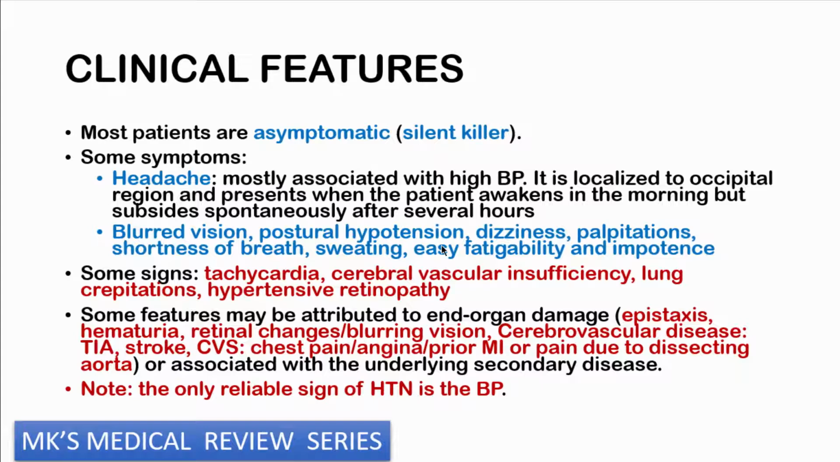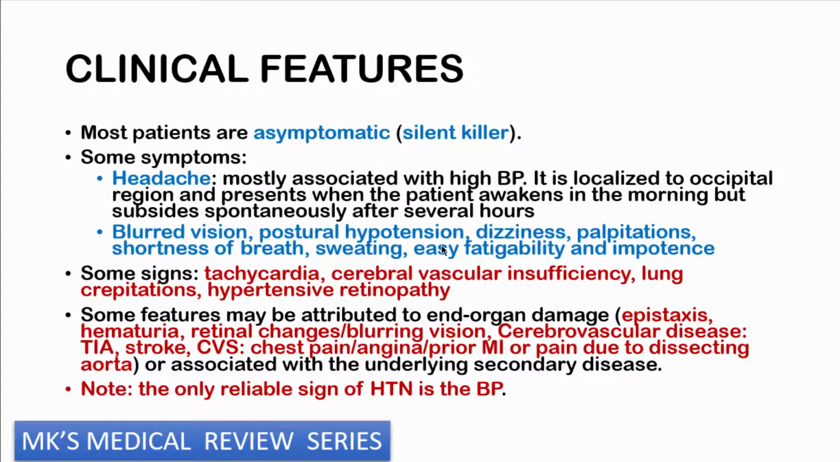So you may have epistaxis, which is nose bleeding. You may have hematuria, which is blood in urine. You may have retinal changes like blurring of the vision. You may have cerebrovascular disease, like for example transient ischemic attacks. You may have strokes. You may also have some cardiovascular system problems like chest pains. You may have a prior myocardial infarction. You may even have pain that may be due to a dissecting aorta or dissecting aortic aneurysm.